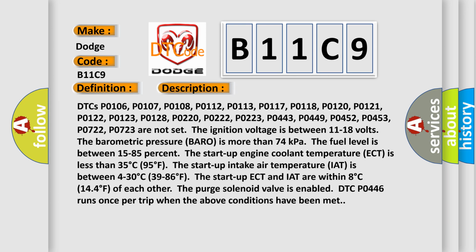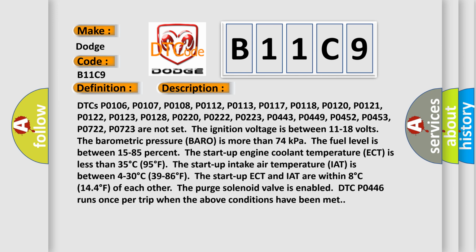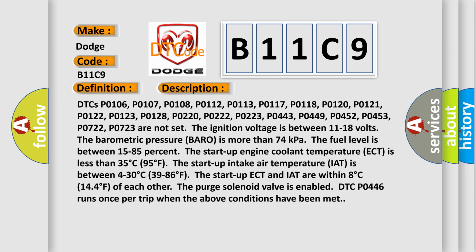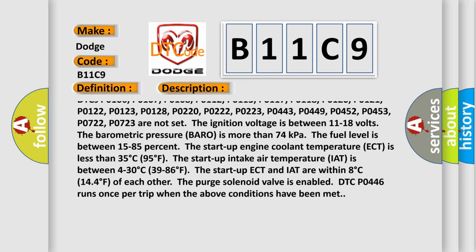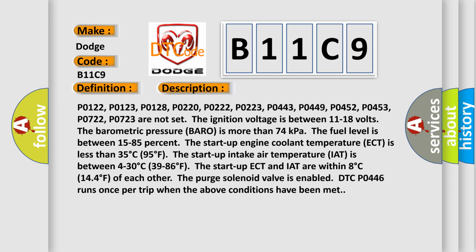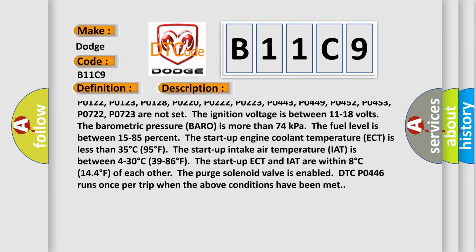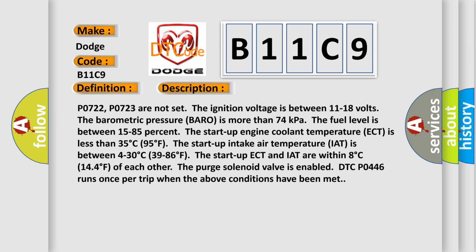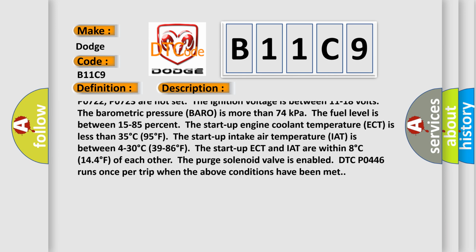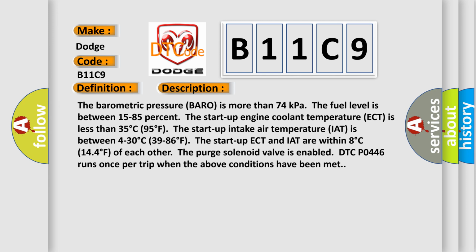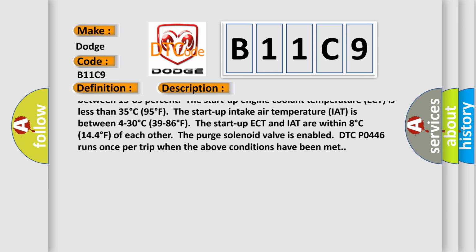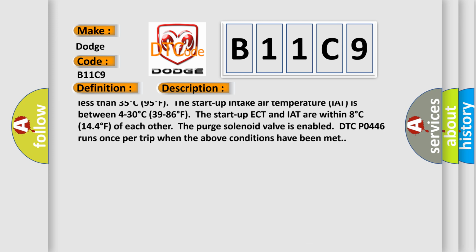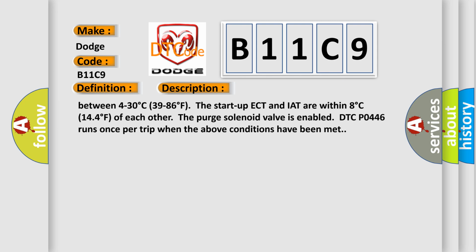DTCs P0106, P0107, P0108, P0112, P0113, P0117, P0118, P0120, P0121, P0122, P0123, P0128, P0220, P0222, P0223, P0443, P0449, P0452, P0453, P0722, P0723 are not set. The ignition voltage is between 11 to 18 volts. The barometric pressure BARO is more than 74 kilopascals. The fuel level is between 15 to 85%.